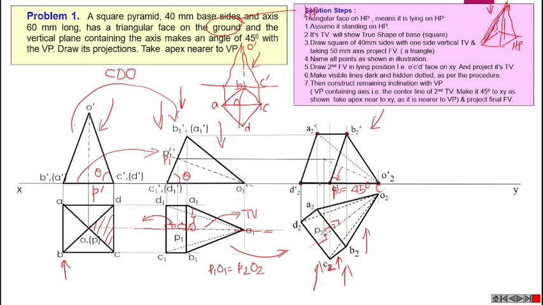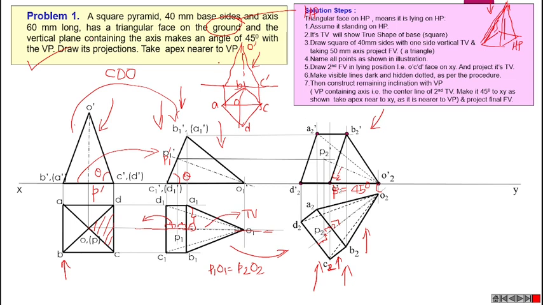And finally, the axis P2 dash O2 dash in chain line. This is the final figure. This is the final front view, final figure. This is the orthographic projection of this particular problem.